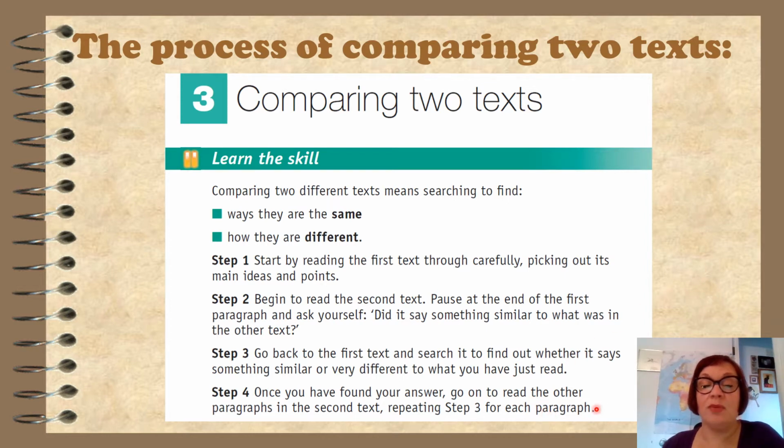And at the end, you go back to the first text and you search it to find out whether it says something similar or different to what you've just read in the second text. And once you've found your answer, you go to read the other paragraphs in the second text and repeat step 3. So you keep repeating step 3. So these are both techniques that you can try and see which one works best for you.